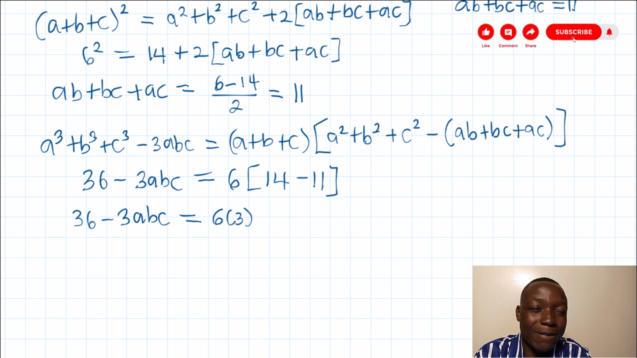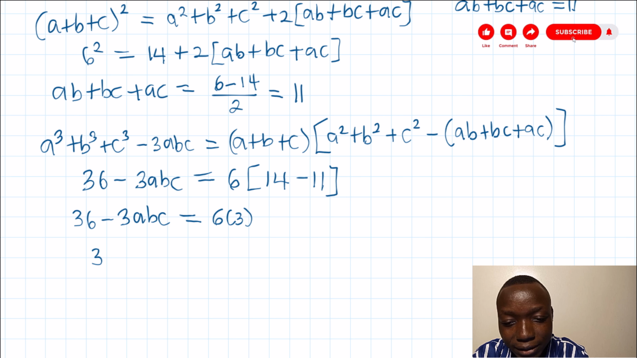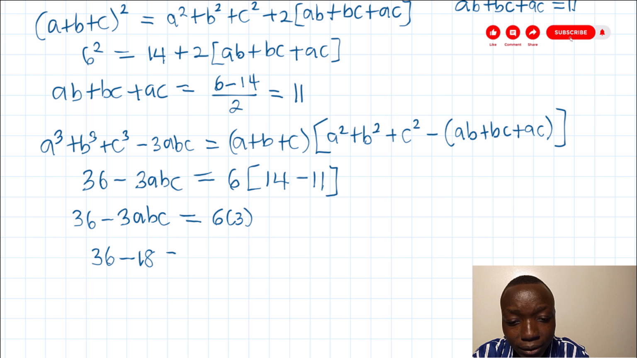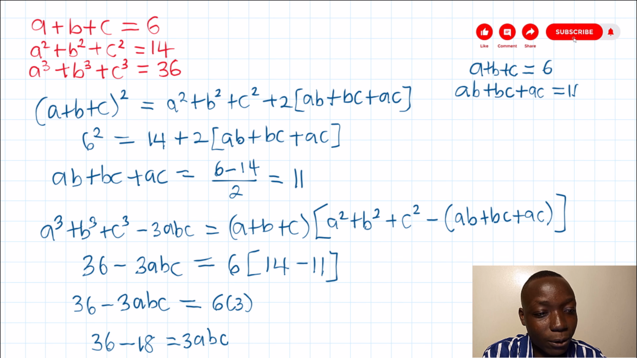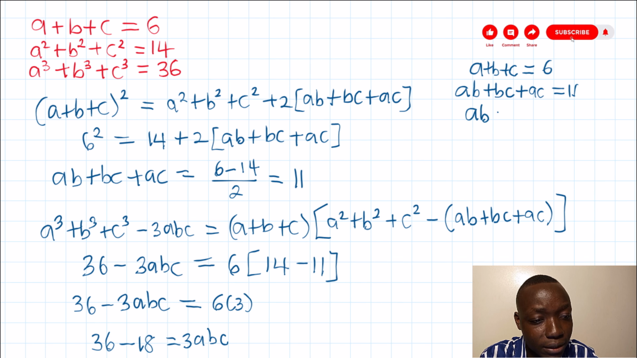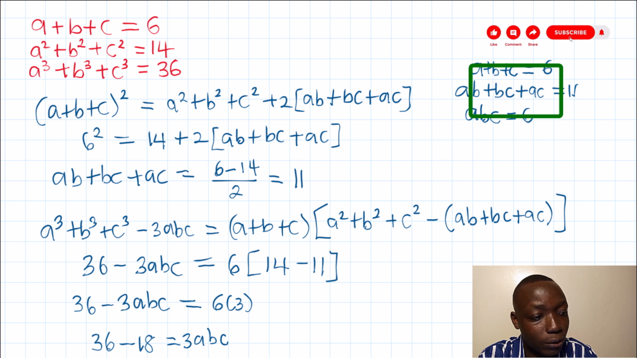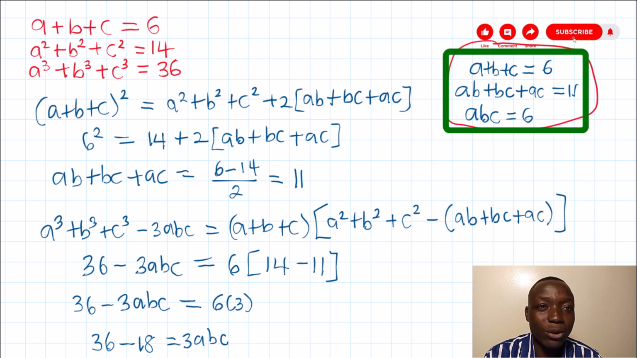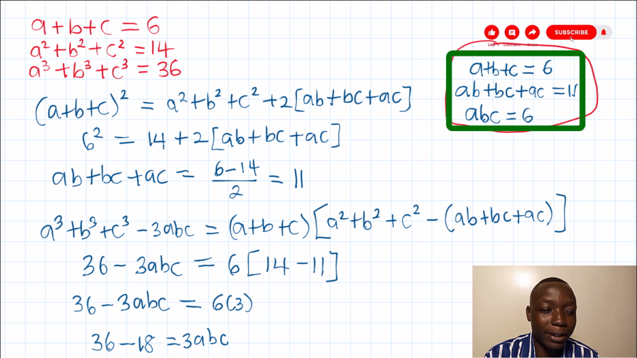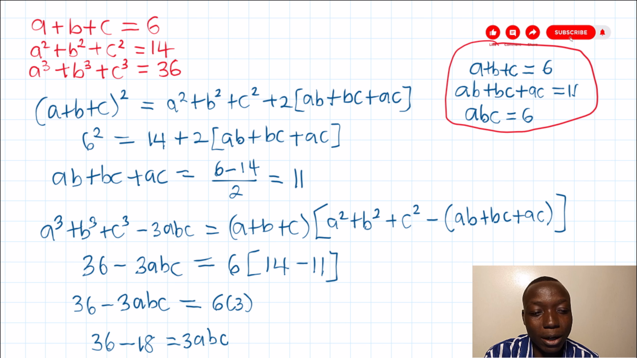Now let's collect like terms and find the product of roots. So we have 36 minus 18 is equal to 3abc. So 36 minus 18 will give us 18. 18 over 3 will be equal to abc, which is 6. So again, we have found the product of roots abc, which is equal to 6. So these are what we need to set up our cubic equation, which we will solve to find our final answers. So let's go ahead and set up our cubic equation.